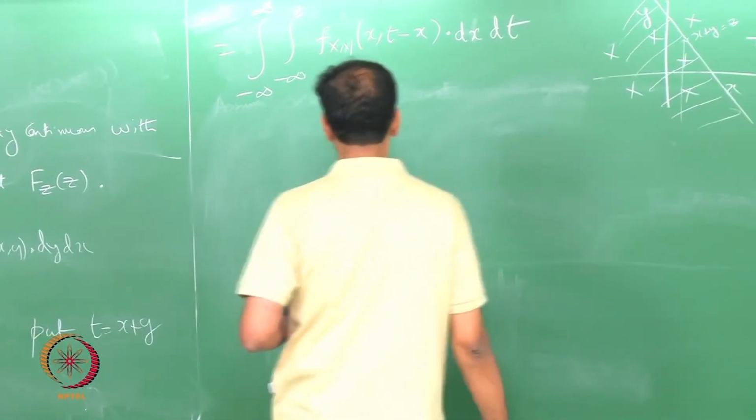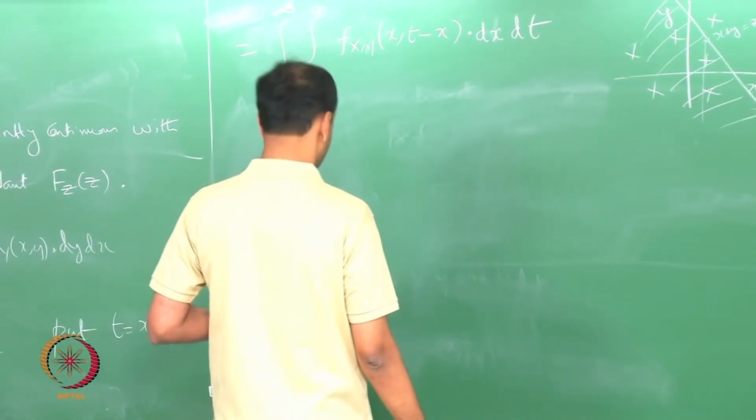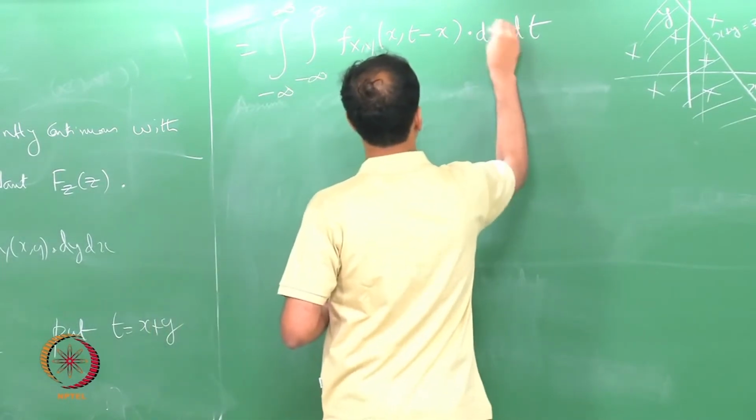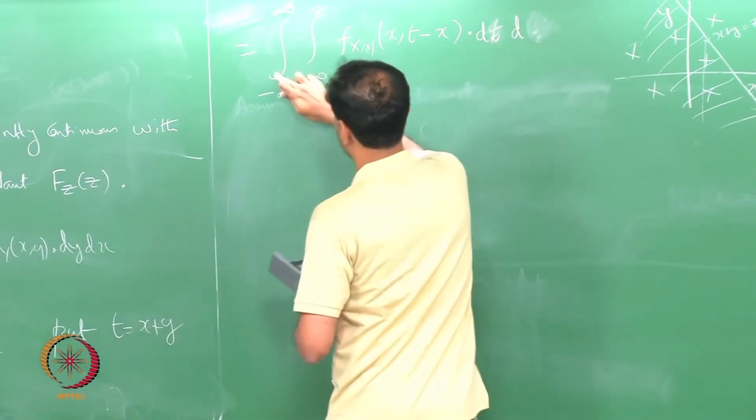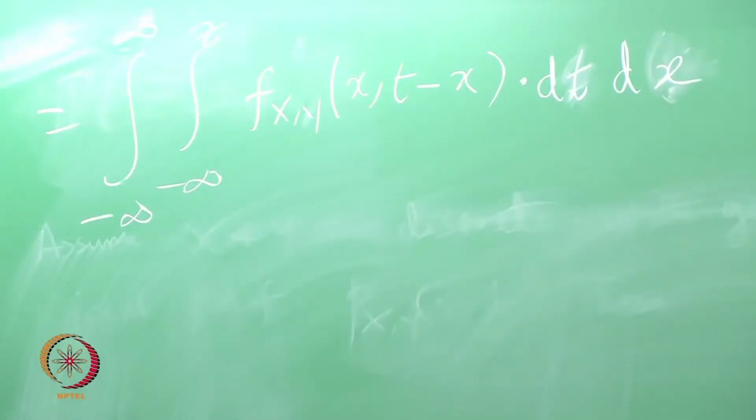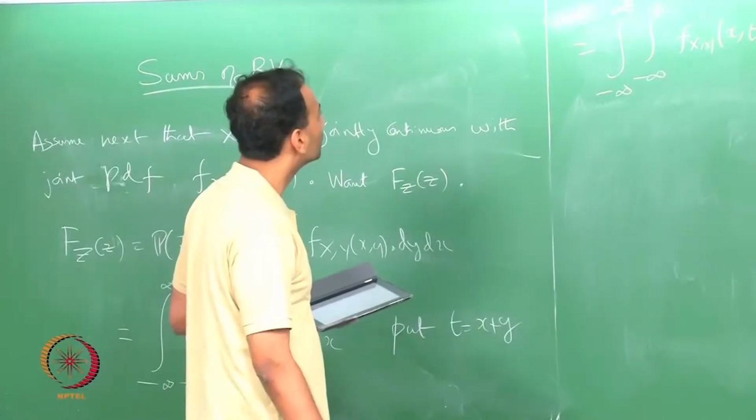Is that fine? No, dt dx I think. This is the x integral, is it not? Yeah, so dt dx, correct. This is just a substitution in the integral. Okay, good.